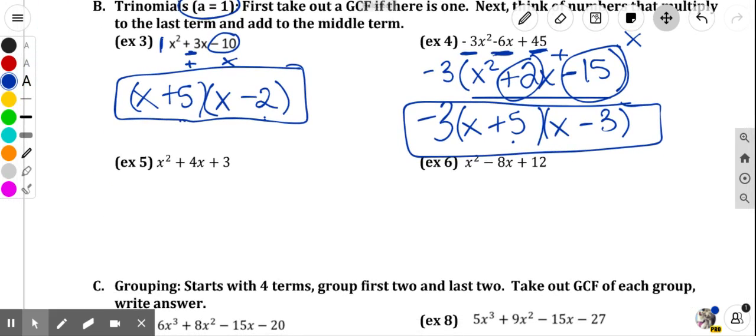I'm going to have you guys do 5 and 6. Remember, you want to think of numbers that multiply to the last term. So we want multiply to 3. We want to add to positive 1, and then you go to your 2 binomials.